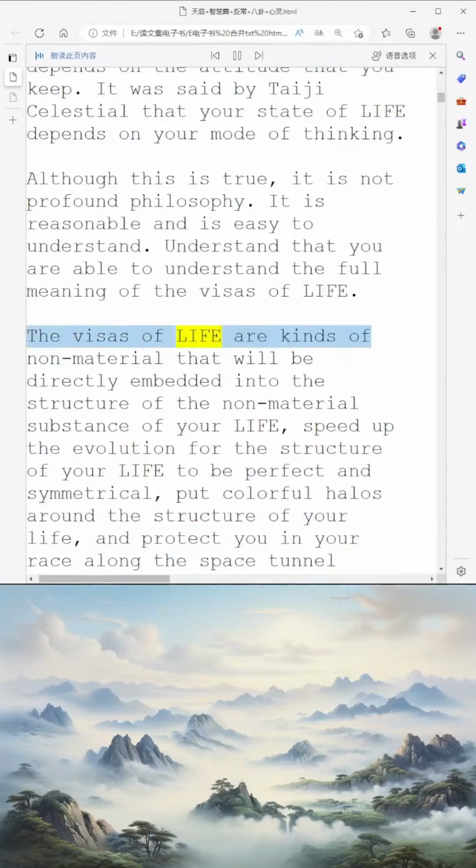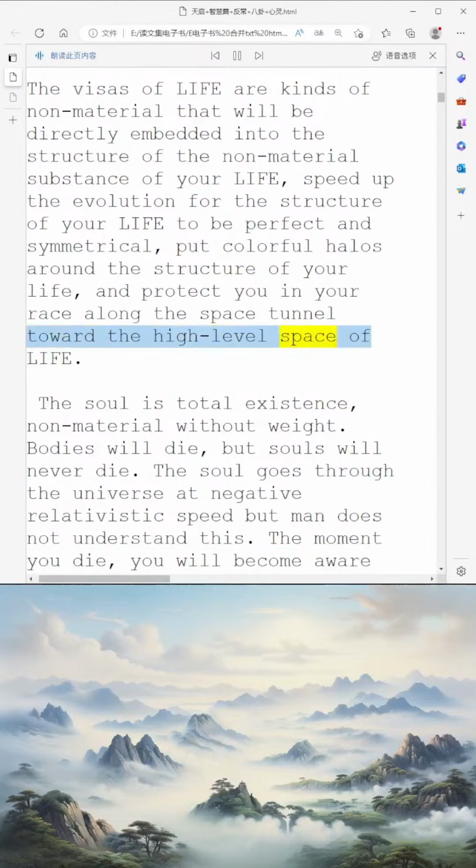The visas of life are kinds of non-material that will be directly embedded into the structure of the non-material substance of your life. Speed up the evolution for the structure of your life to be perfect and symmetrical. Put colorful halos around the structure of your life and protect you in your race along the space tunnel toward the high-level space of life.